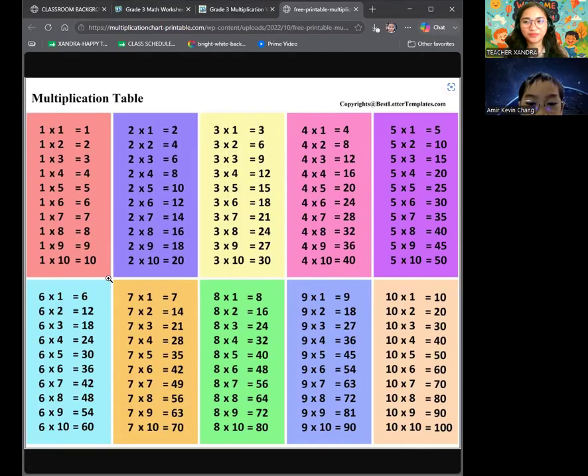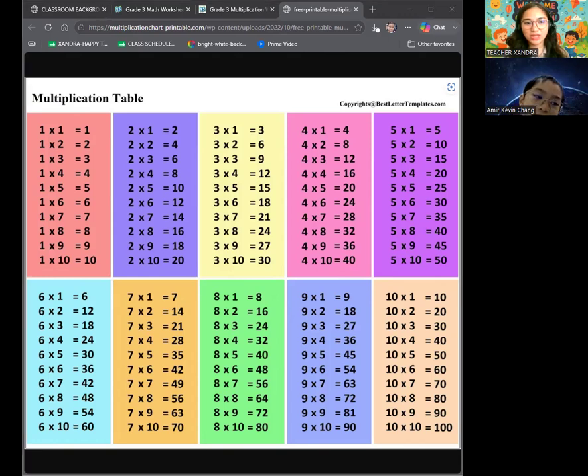3 times 1 equals 3. 3 times 2 equals 6. 3 times 3 equals 9. 3 times 4 equals 12. 3 times 5 equals 15. 3 times 6 equals 18. 3 times 7 equals 21. 3 times 8 equals 24. 3 times 9 equals 27. 3 times 10 equals 30.